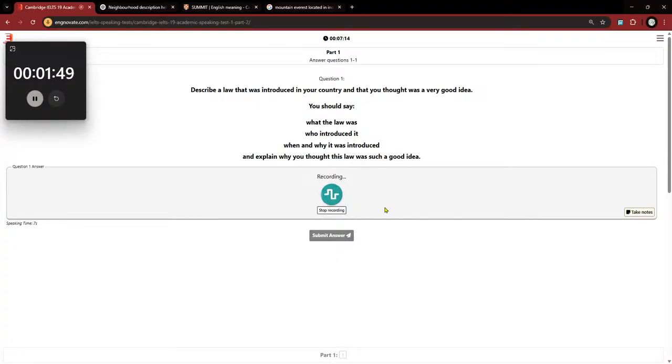Recently, our country introduced a beneficial law. It is to stop smoking in public. And the whole idea about quitting smoking in public places is really helpful and really beneficial for our society, also for our air quality in our country.